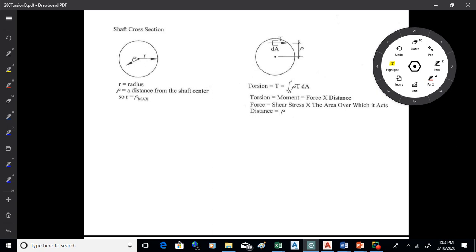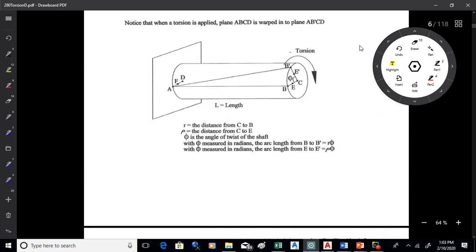So one of the big ideas here is the connection between torsion and shear, because torsion is trying to cause a shearing action. That's what it's trying to do. Right? We could then look at these relationships here.